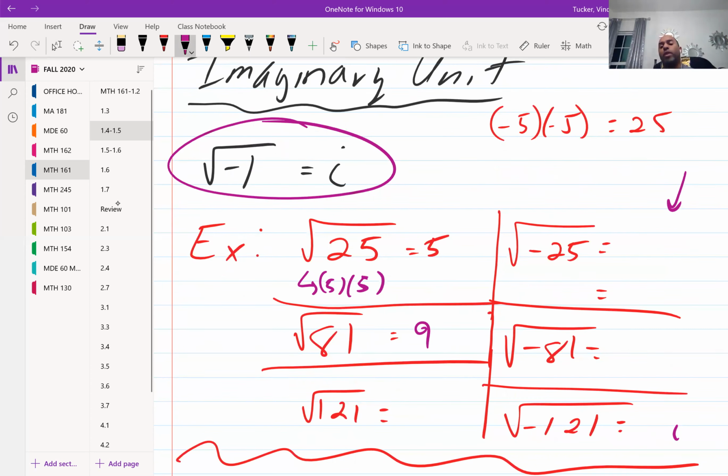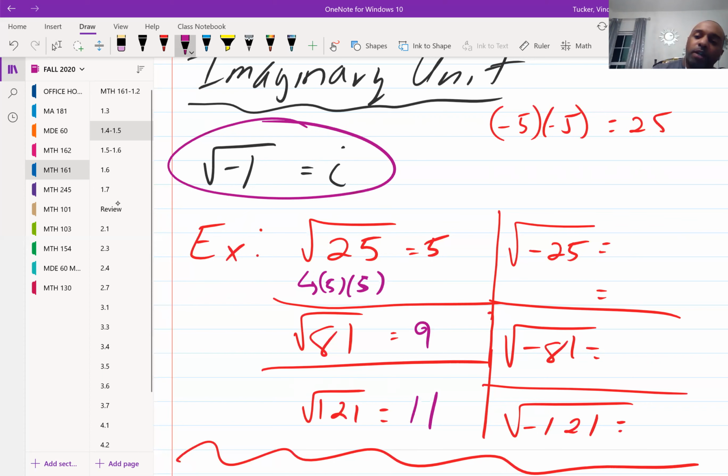All right. So now when you're looking at the square root of negative 25, there's not a number that you can multiply to itself that would give you a negative number. When you look at negative 5 times negative 5, that's going to be positive 25. So there's no number that you can multiply to itself that will give you a negative number. So that's why we have to tap into this imaginary unit.